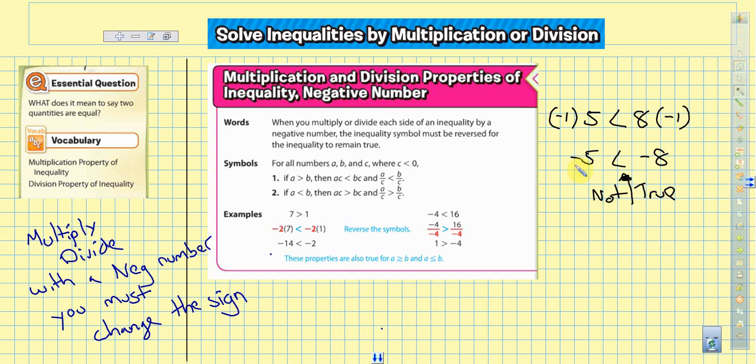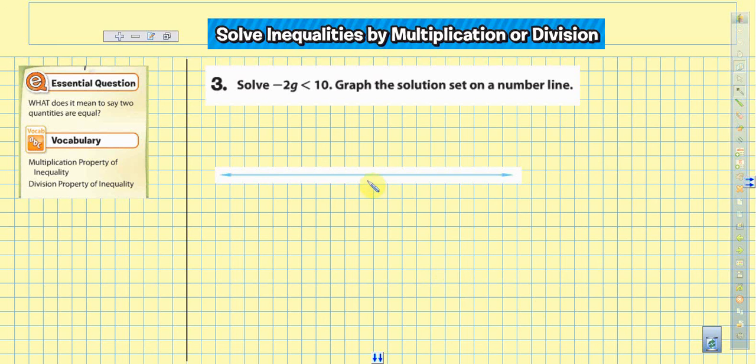Okay? When you divide or multiply with a negative, you must change that sign to make it true. So we're going to work with problems where we are either dividing or multiplying with a negative, and we're going to have to change the signs. And sometimes you're not going to be multiplying and dividing, and you're going to have to remember not to change the sign. It's only when it's a negative and you're multiplying or dividing. So let's find out. And we're graphing.